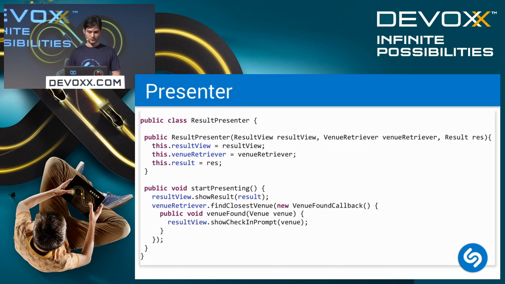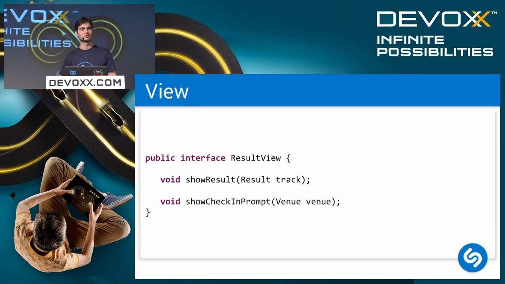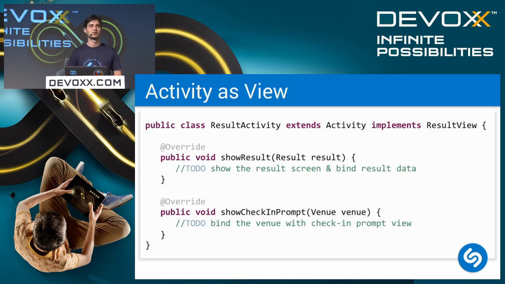As we noticed in the previous slide, we now have the result view. The result view now has two methods, the show result and the check-in prompt. This came out of nowhere, of course, because we needed them. By doing this, of course, we have to go back to the activity and implement those methods. And now these are really easy to see how they would be implemented. All you need to do is just bind the results, the data that the presenter loaded from the model, and show them back to the view.